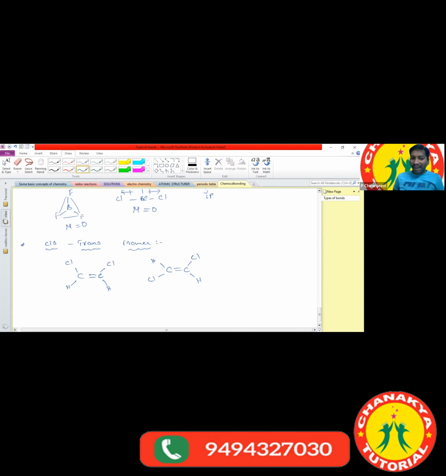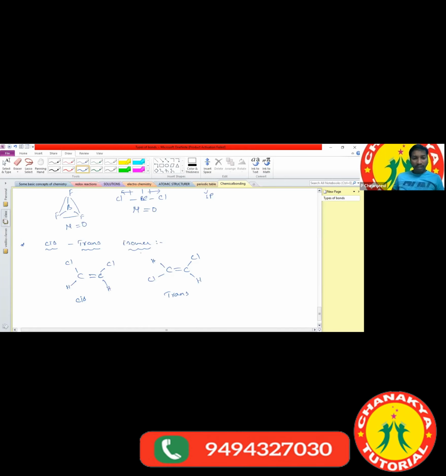How can we explain the cis isomer and trans isomer? If the identical atoms are present on the same side of the double bond, we call it cis. If the identical atoms are present on the opposite side of the double bond, we call it trans. So cis means the identical atoms are on the same side of the double bond, and trans means they are on opposite sides.